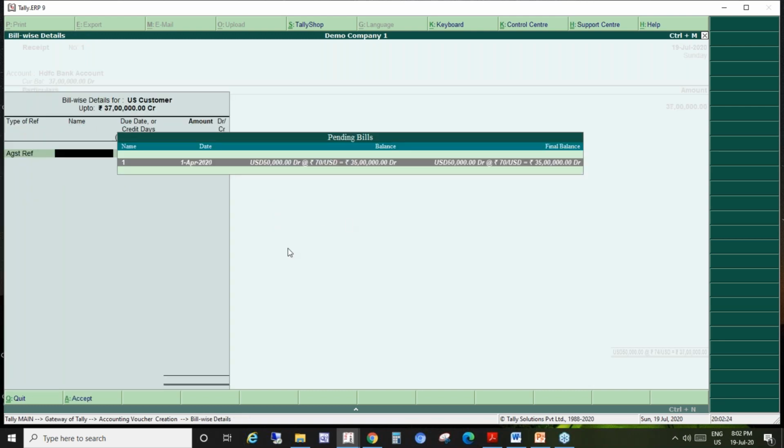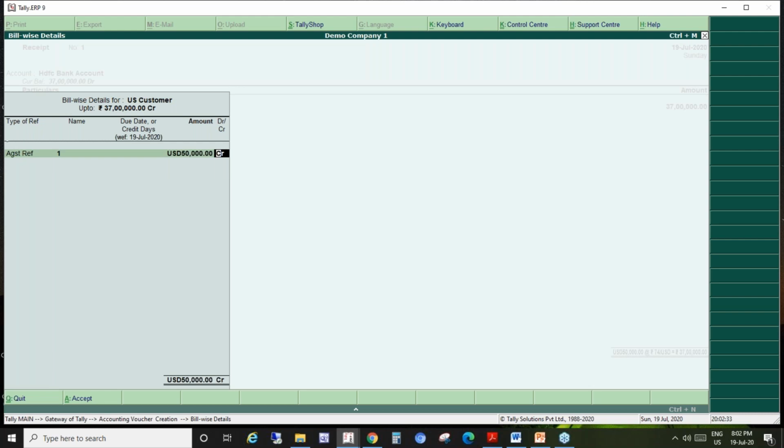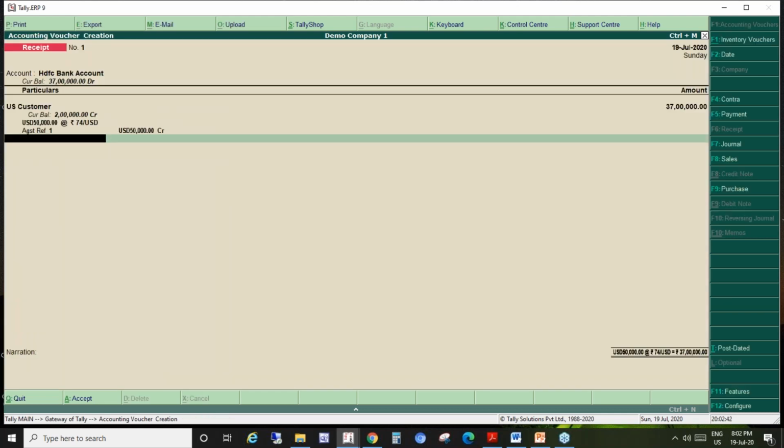Yes, pending bills. If you see, this is giving you the bill details: 50,000 US dollars at the rate of 70, 35 lakhs rupees pending. Okay. Many times we may have some bank charges. We might not have received $50,000. We'll create a bank charges account.